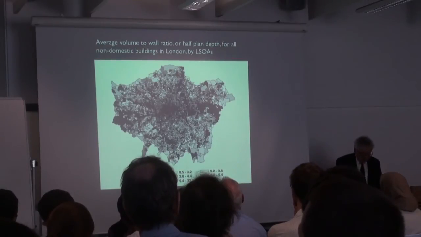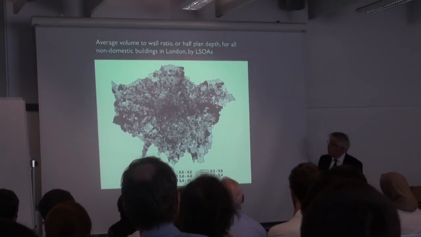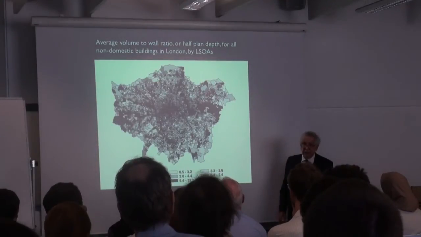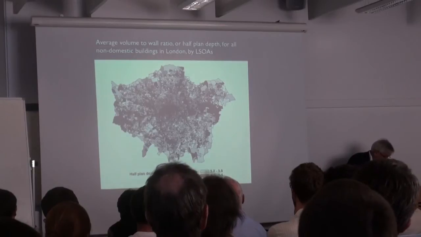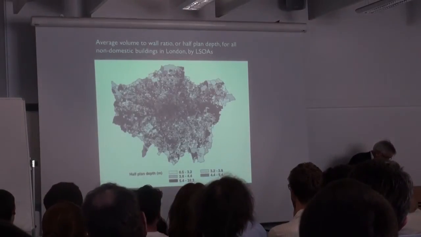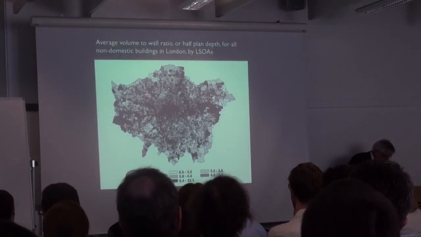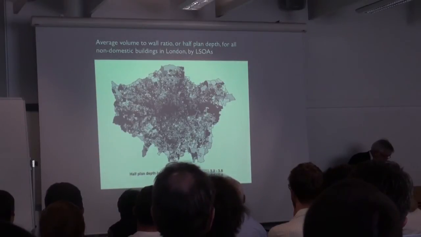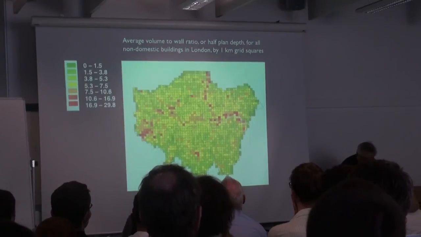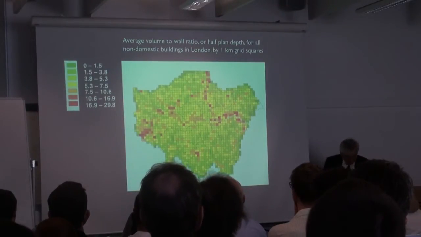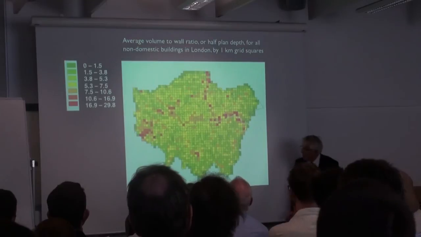The average half depth across the whole of London is, if I remember, about 3.5. No, sorry, forget that. Getting lost here. But here are the same measurements as before.